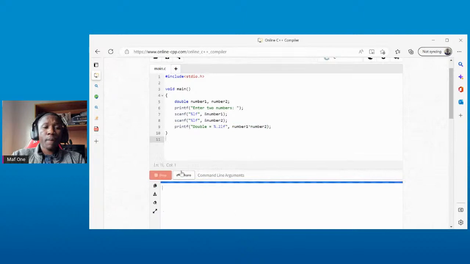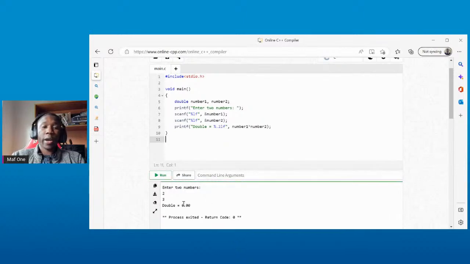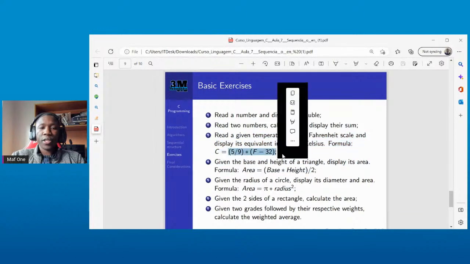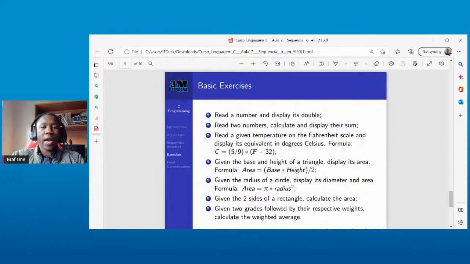So let's go. We have number 2 and number 3. The multiplication, what is that? 6. Okay, that solves the exercise. This is the sequence of steps to solve that problem. Then if you want to convert Fahrenheit to Celsius, you have this formula here. Pretty easy. You just receive the value in Fahrenheit, then you subtract from this value 32 and then multiply by this. This is a bit tricky.